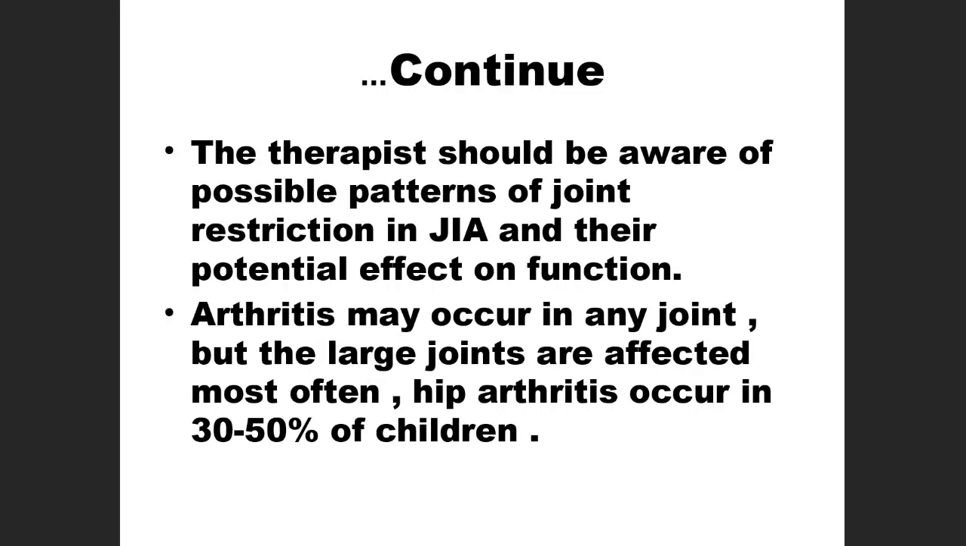Because of the abnormal alignment, there will be abnormal muscle forces acting on these bones, and because of these abnormal muscle forces, they will have abnormalities in movement, pain, difficulties, etc. So the therapist should be aware of possible patterns of joint restrictions in JIA and their potential effect on function. For example, if they are affecting the knee, the commonest thing you observe in the knee is knee contracture. The knee muscles will be contracted and they will have difficulty in complete extension and complete flexion.